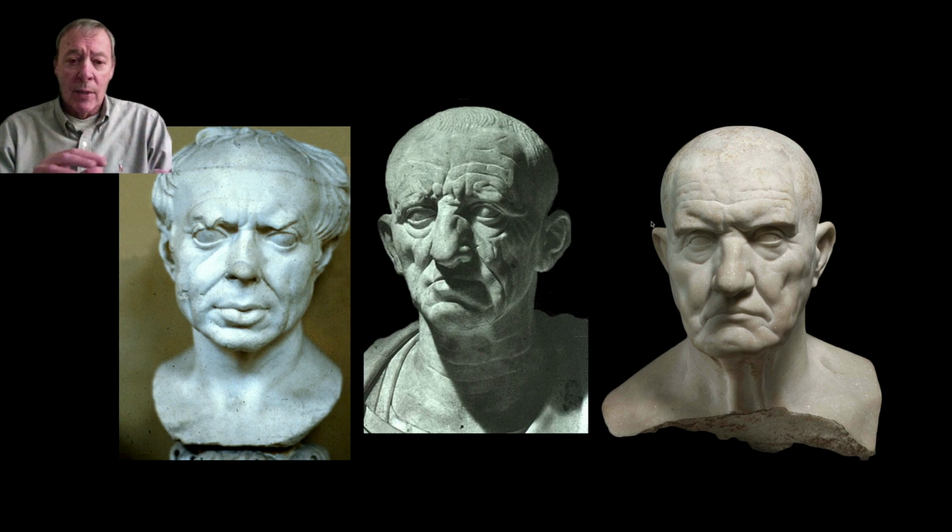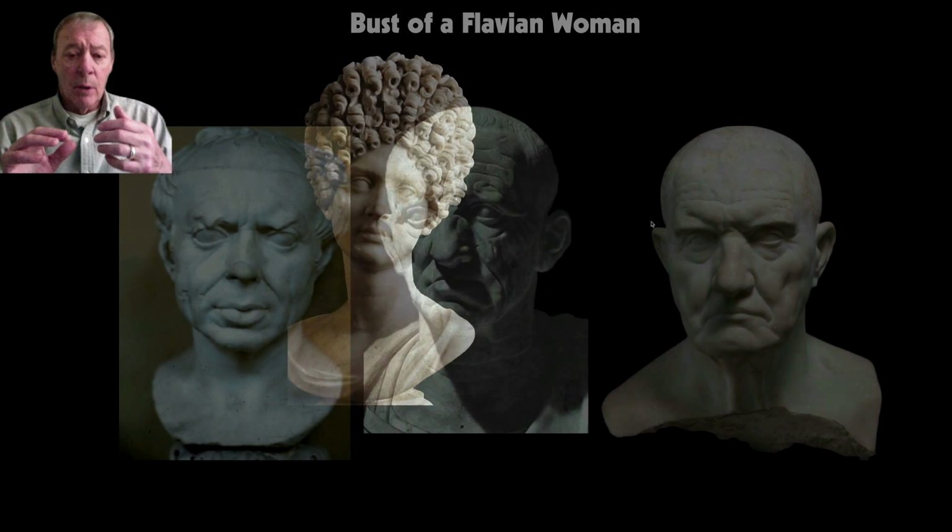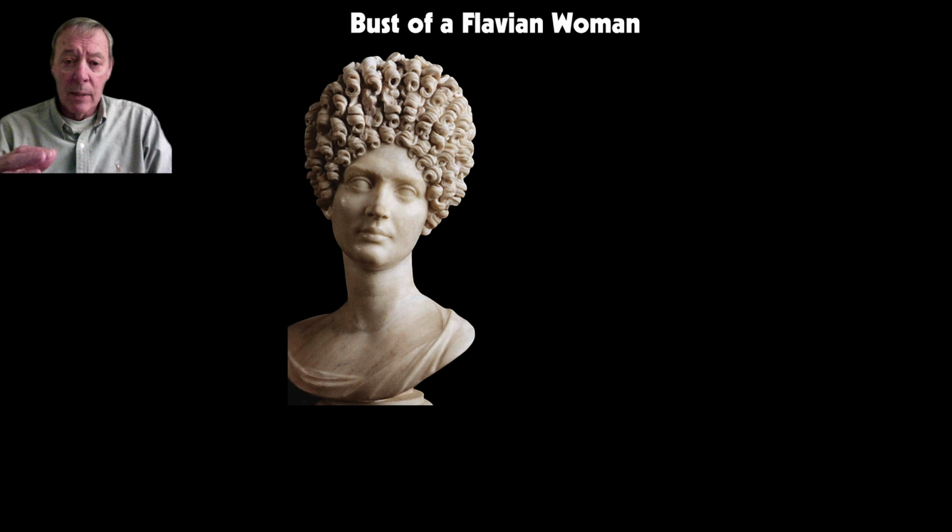Now, as a contrast to that, this is a portrait that we often see called the bust of a Flavian woman. So this portrait is oftentimes used as a demonstration of the fact that Roman sculptors could carve idealist images if they wanted to, more of the Greek manner, rather than the strictly realistic portraits that we see in those men.